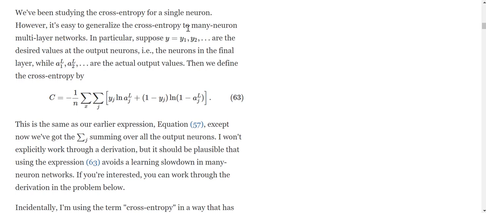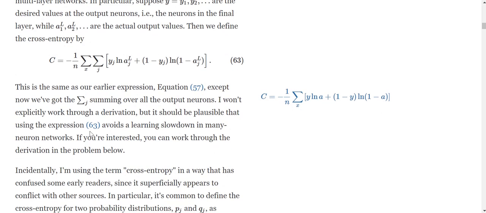In particular, suppose y1, y2, and so on are the desired values at the output neurons, that is, the neurons in the final layer, while a1^L, a2^L are the actual output values. Then we define the cross entropy by, so you take this term for a particular y1, a1^L of a particular layer, and then you iterate over all the neurons in that layer. So this is the same as our earlier expression, equation 57, except that now we have the sum over all the output neurons.